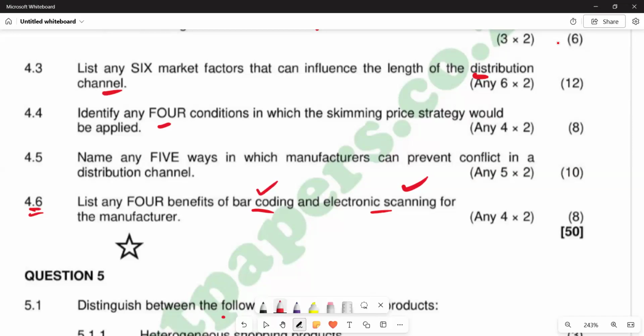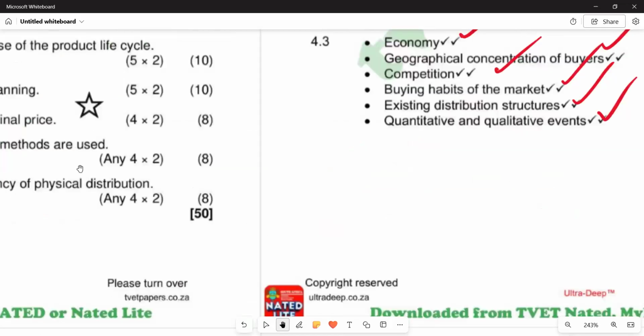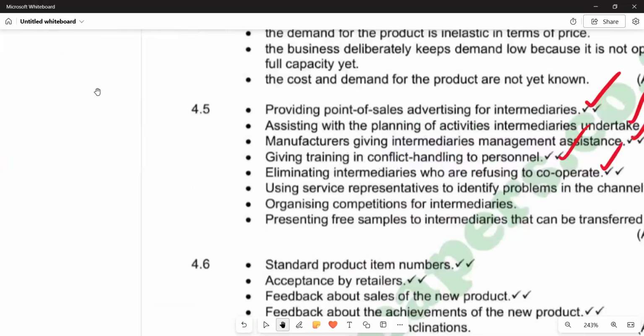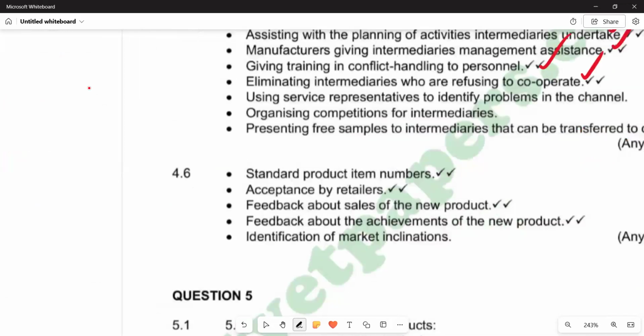We are saying it encompasses various processes that use electronics to scan and capture information, including using a scanner to convert physical documents into digital files. So what are the advantages that we can deduce from the two? The question requires us to come up with 4 benefits. Within that context, the benefits that we have are standard product item numbers, acceptance by retailers, feedback about sales of the new product, feedback about the achievements of the new product, identification of market inclinations. So these are the points that we have.